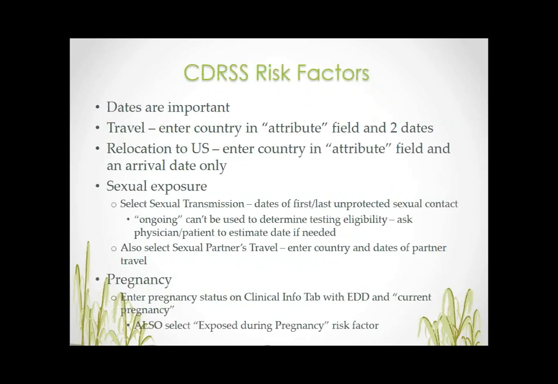Risk factor and symptom dates are important to capture to determine the exposure as well as the eligibility for testing. For a travel exposure or someone who's relocated to the U.S., we need the country written in the attribute field and then the dates next to the risk factor, not necessarily entered into the case comments field. For a sexual exposure, we need the sexual transmission risk factor selected with dates, and we also need the sexual partner's travel risk factor selected with the dates and the location of the partner's travel.